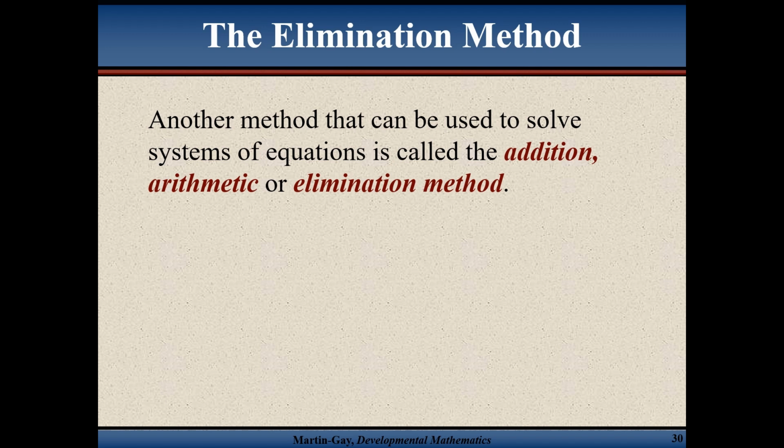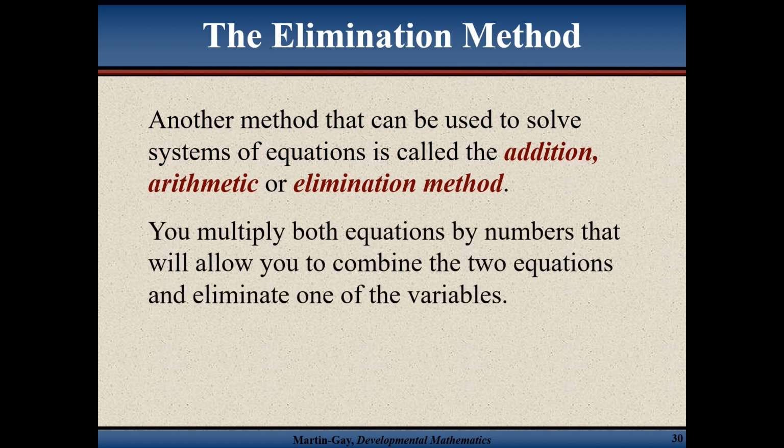Another method that can be used to solve a system of equations or simultaneous equations is called the addition, arithmetic, or elimination method. You multiply both equations by the number that will allow you to combine the two equations and eliminate one of the variables.